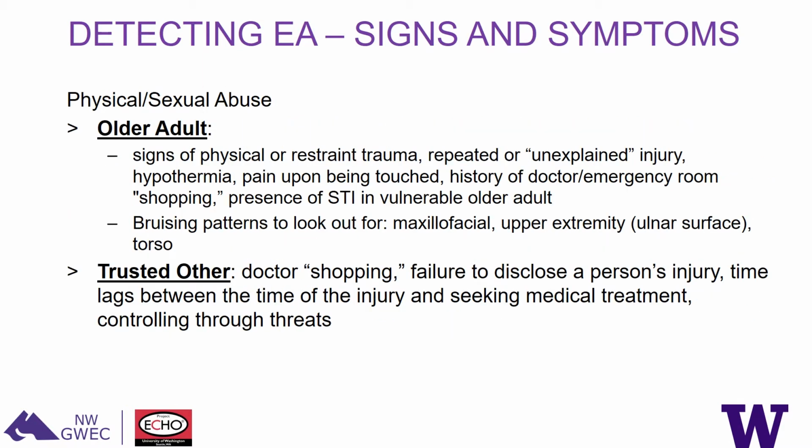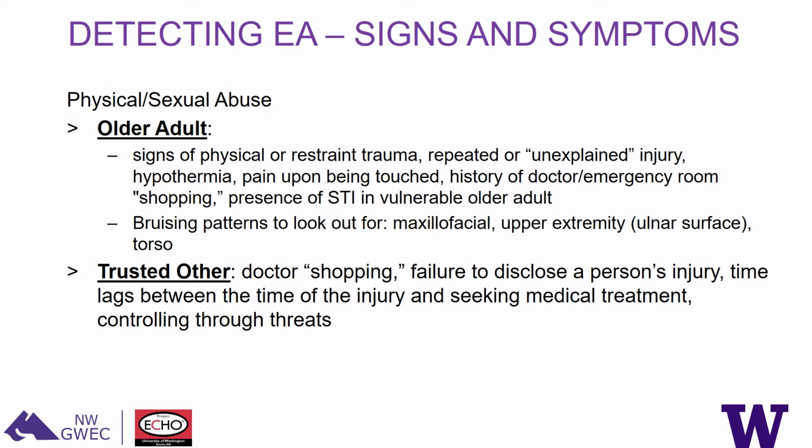In physical and sexual abuse, you may notice signs in the older adult of physical or restraint trauma, repeated unexplained injury, and hyperesthesia, so pain upon being touched. Any presence of an STI in a vulnerable older adult should trigger concern for sexual abuse. Now, there's increasing research trying to understand specific bruising patterns that may be more specific to physical abuse rather than accidental injury in older adults, which is really interesting.